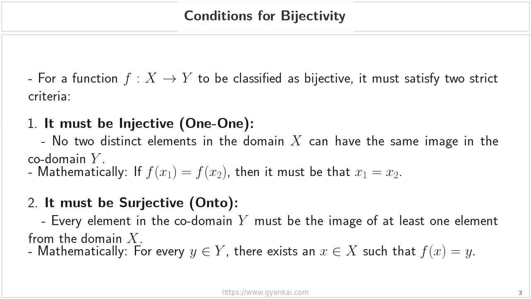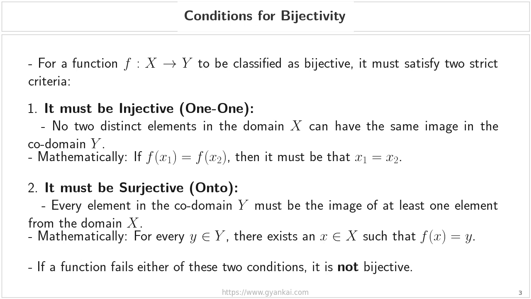Second, the function must be surjective, or an onto function. This means that every single element in the codomain y must be the image of at least one element from the domain x. In other words, there should be no leftover elements in set y. Mathematically, we say that for every element y in set y, there exists an element x in set x such that f(x) equals y. It is crucial to understand that these two conditions are mandatory. If a function fails to meet either the injective or the surjective requirement, it is not bijective. To help you visualize these formal definitions, we will now move on to a real-world example involving classroom seating in the next slide.